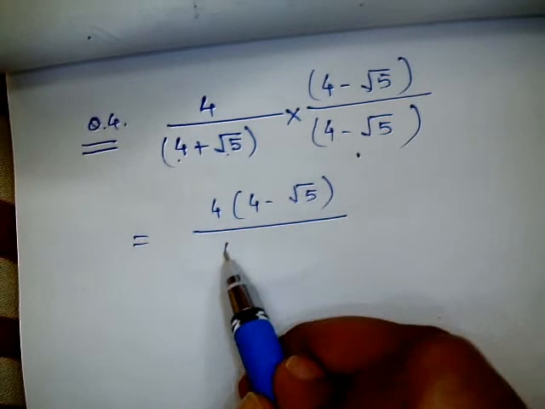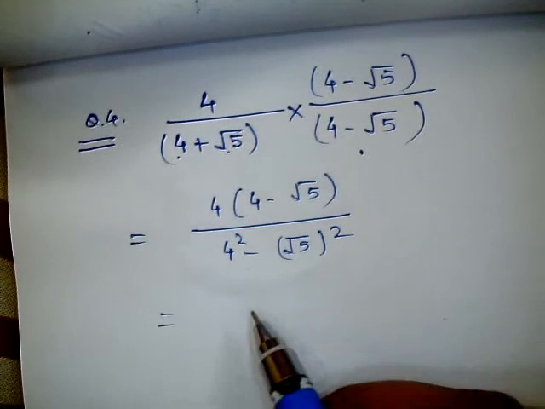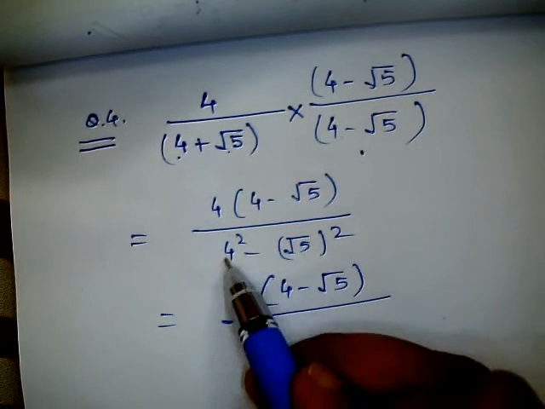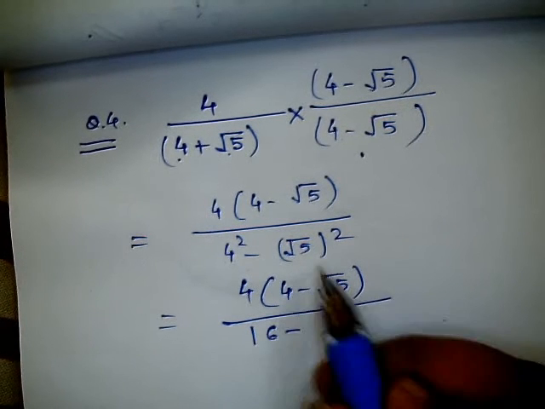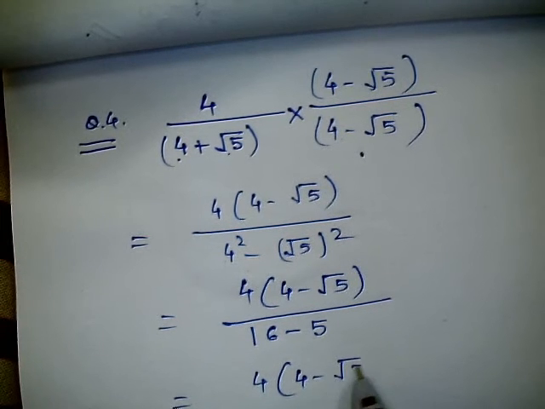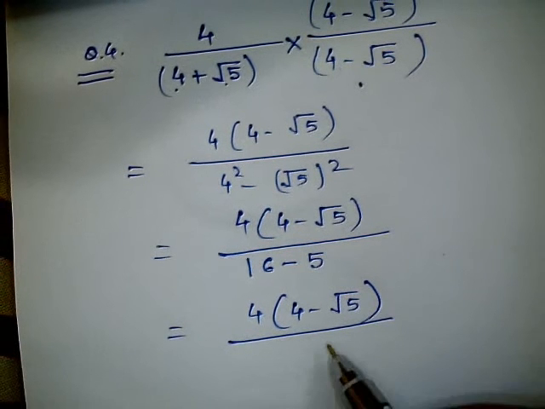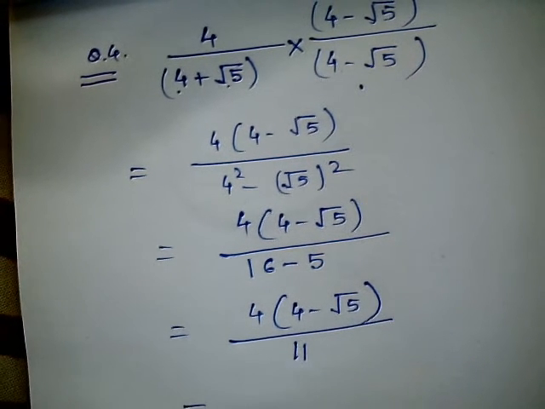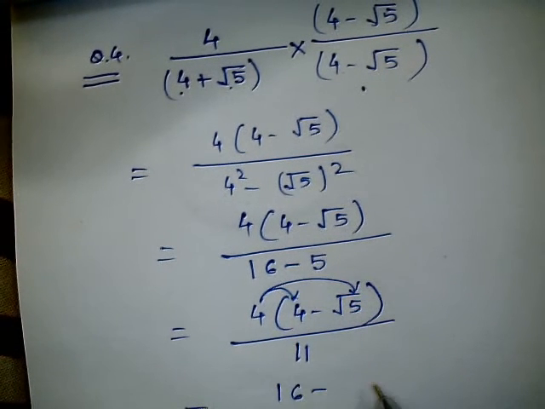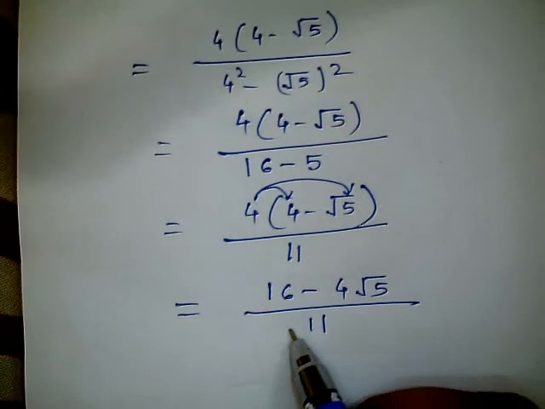Now 4 times 4 minus root 5, and downside 4 square means 4 times 4 is going to be 16, and root 5 square is 5. So that's going to be 4 times 4 minus root 5 upon 16 minus 5, that is going to be how much? 11. Okay, what you can do, you can distribute this 4 on both, so that's going to be 4 times 4 is 16 minus 4 root 5 upon 11, correct? Now this 11 you can distribute on both. When you remove it, what I can write is 16 upon 11 minus 4 root 5 upon 11.